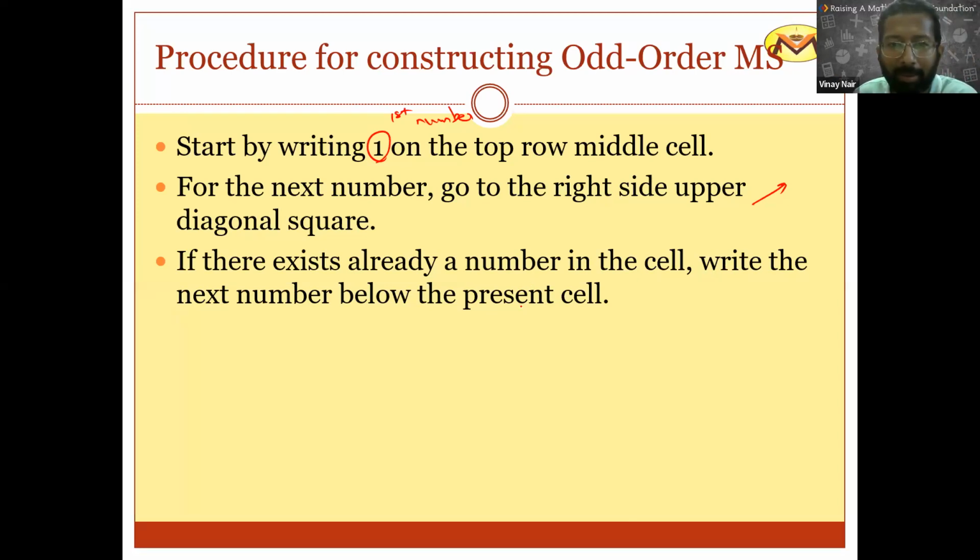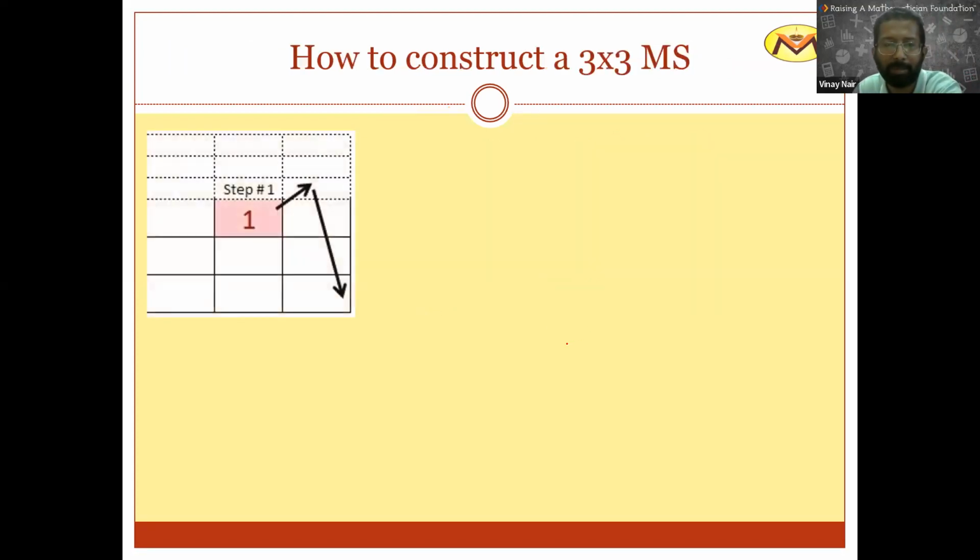Okay. So there are 3 simple steps. Start with the top row, middle cell. For the next number, go to the right upper diagonal square. If there already exists a number in the cell, write the next number below the present cell. So something like this. You start with 1, you do a jump. In this case, we will start with a 5, you do a jump, and the next position is the bottom row last cell. So you'll be writing your 10 here.